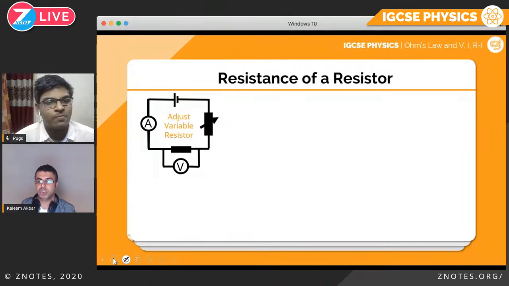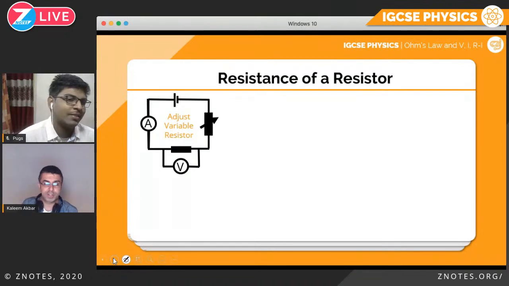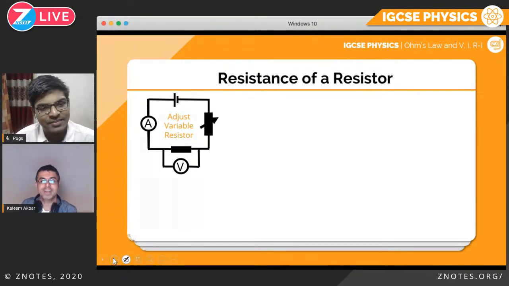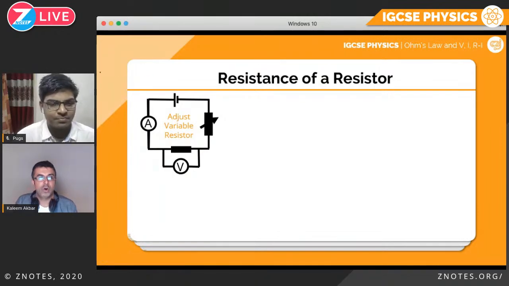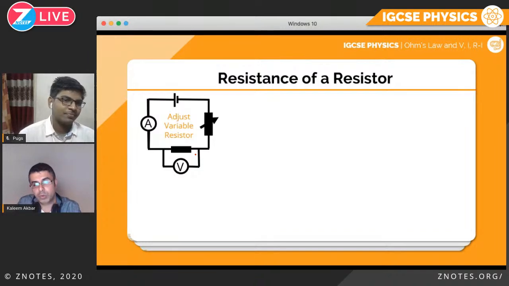So what you'll do is adjust the variable resistor. What happens there? Well, when you're doing that, you're adjusting the voltage and the current. Do that 5 times, do that 10 times. What will happen? You will get 5 or 10 different readings. Why do you want to do that? So you can draw a table. Why do you want to do that? So you can draw a graph. Why do you want to do that? So you can see the relationship between voltage and current, and then ultimately see what the resistance is of this unknown fixed resistor.